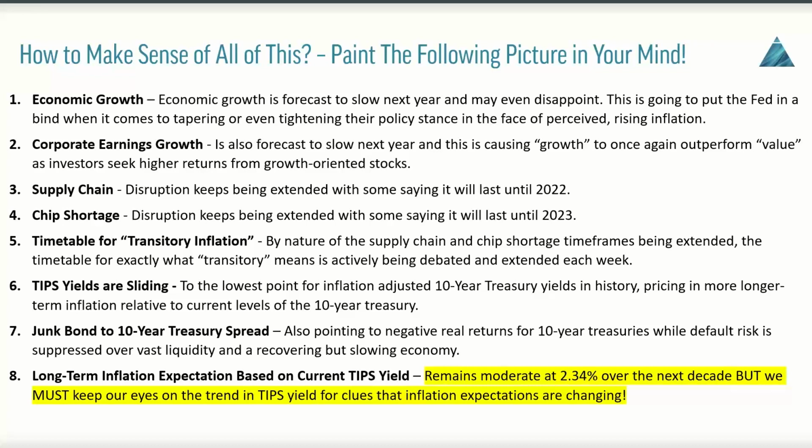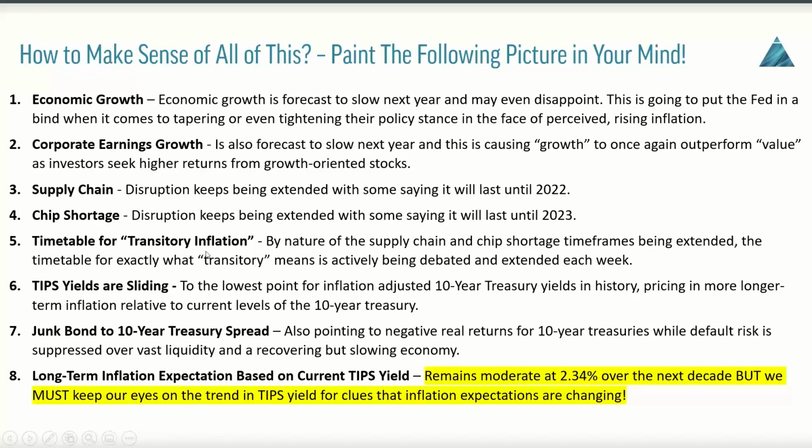So we have to keep in mind here points 3 and 4, because these are the disruptors. The supply chain disruption keeps being extended. Now some are saying it's going to last until 2022. Okay, that's going to continue to put pressure on inflation and prices. Same thing with the chip shortage. Now we're hearing from companies specifically that this disruption is going to be extended until perhaps 2023. And then who knows, next year it may go into 2024. We just don't know, but these are the things we need to keep our eyes on, okay?